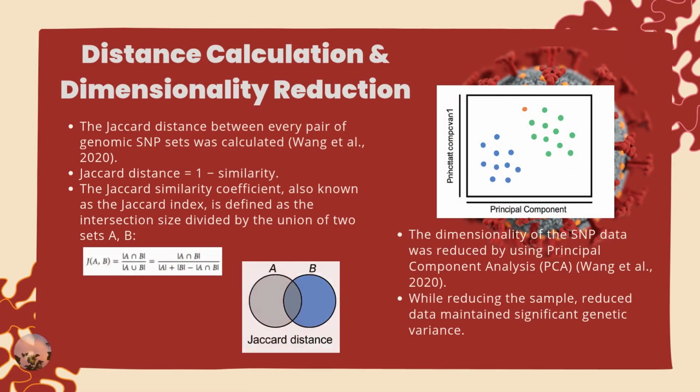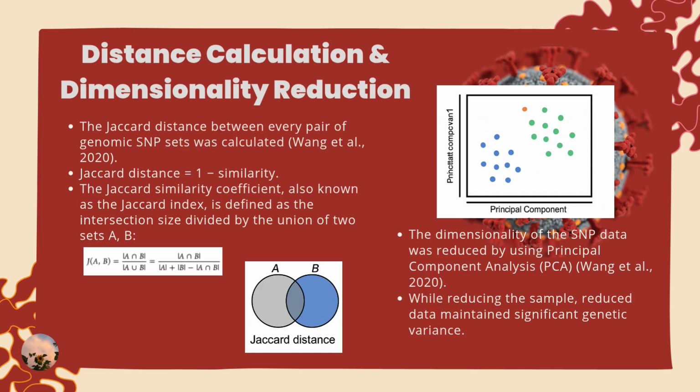We will move to the distance calculation and dimensionality reduction. The genetic similarity or dissimilarity between each pair of genomes was calculated using the Jaccard distance. This metric compares the number of shared SNPs to the total number of unique SNPs between two genomes. Specifically, the Jaccard similarity is computed as the ratio of intersecting SNPs to the union of SNPs, and the distance is 1 minus the similarity value. A lower Jaccard distance indicates a closer genetic relationship evolutionarily.